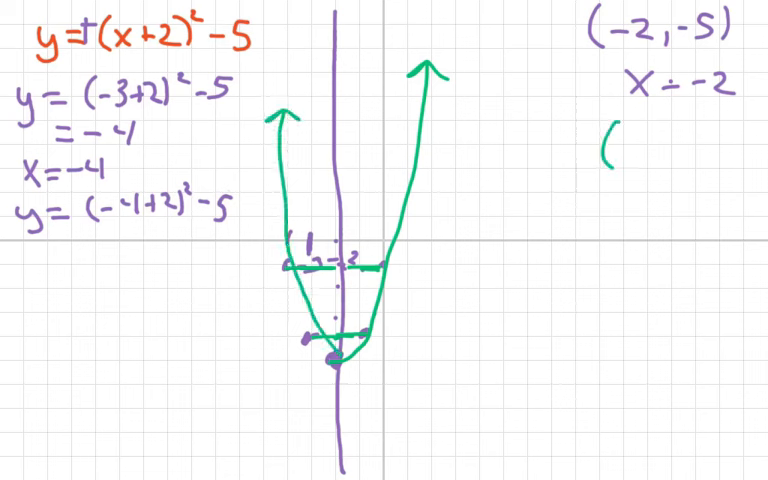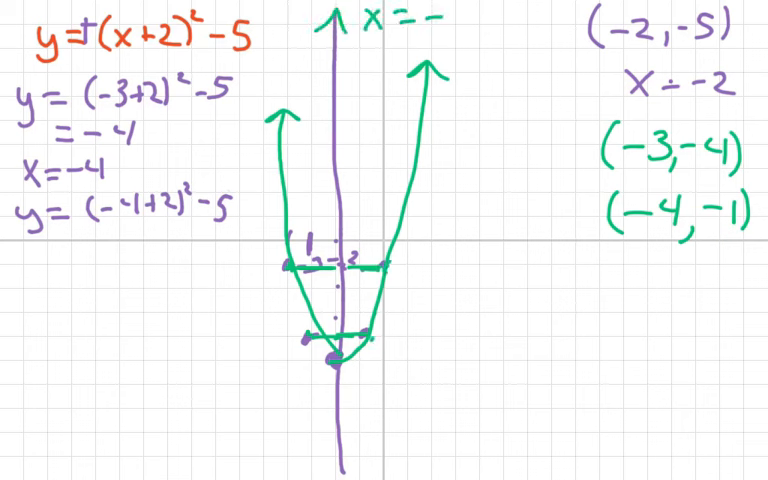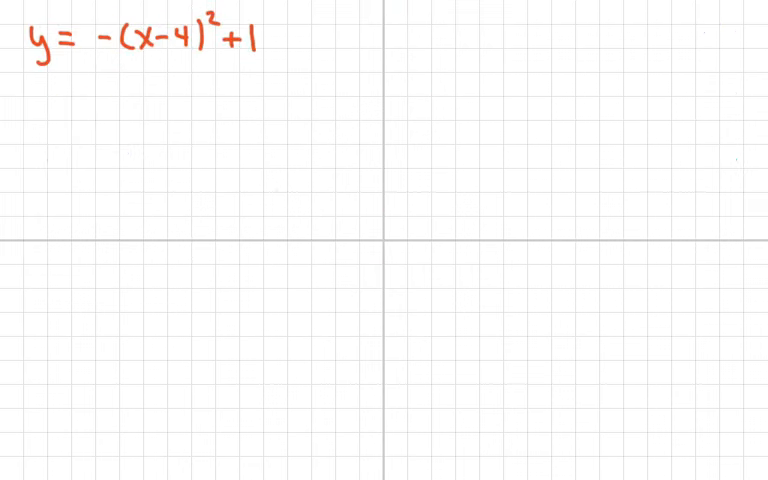So let me plot those points here. When x was negative 3, we got negative 4. When x was negative 4, we got negative 1. And I plot these 2 points, and then I just plot the reflections over the x equals negative 2 axis of symmetry.